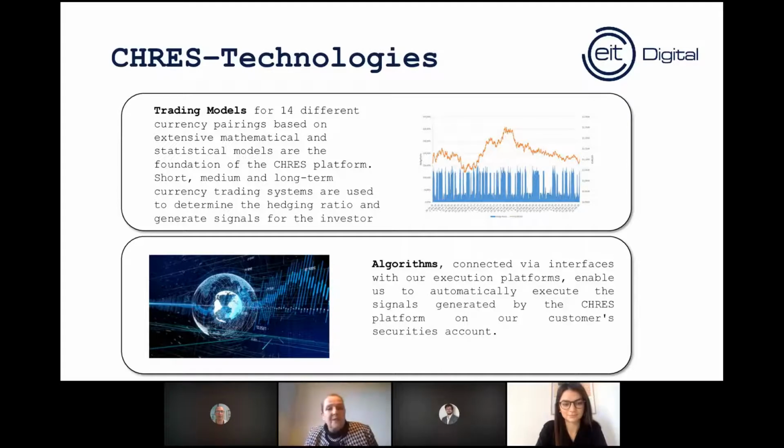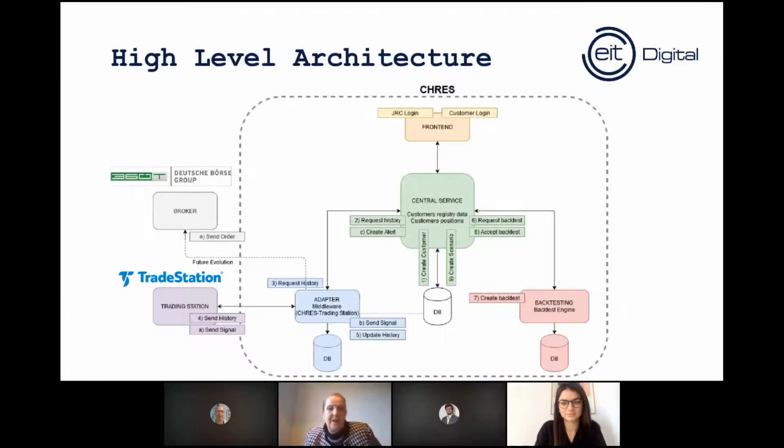So the second technology, of course: the algorithms behind these models are connected via interfaces with the execution platform, and so they enable the automatic execution of the signals by the CHRES platform. Now I would like to hand over to our project partner, Andrea, who will give you a little more insight about the architecture of the platform.